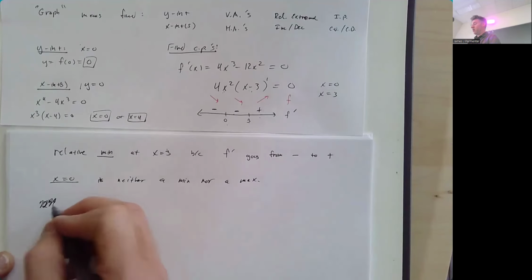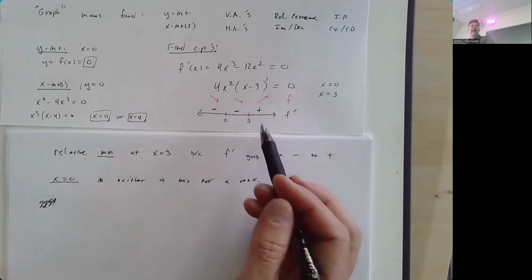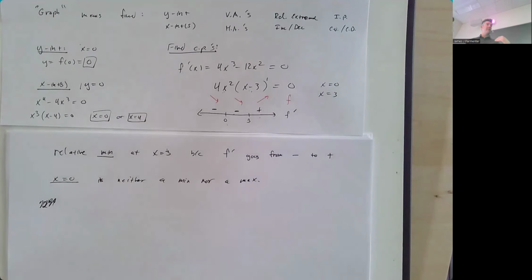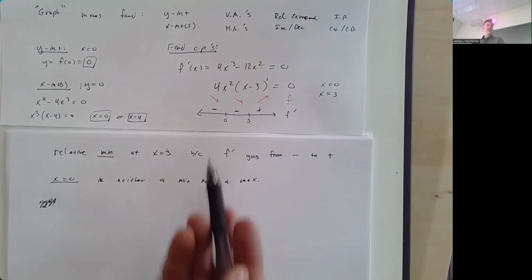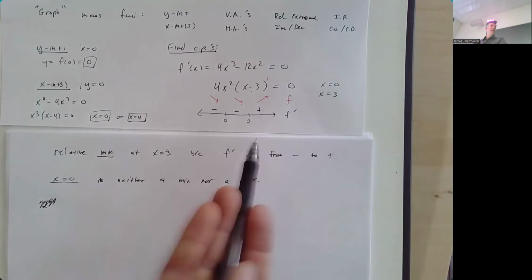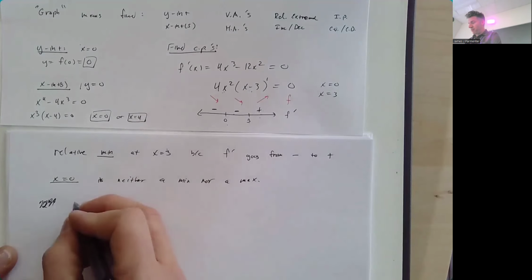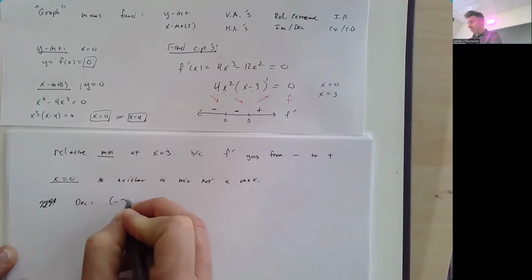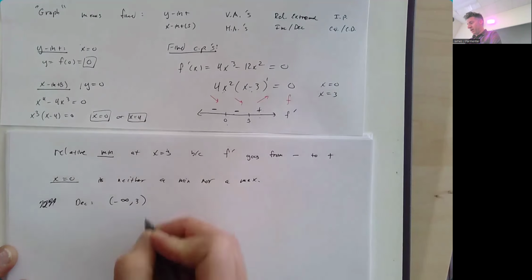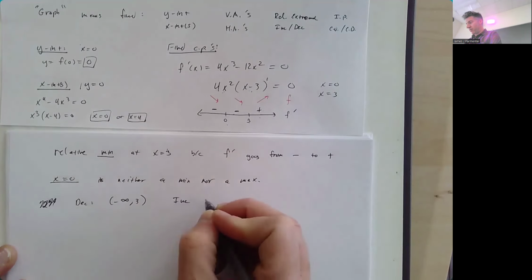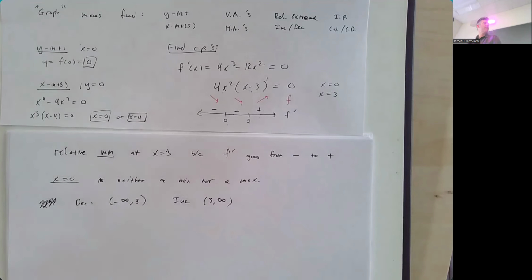Before, one more thing. Sometimes people also like to ask about where a function's increasing or decreasing. I usually find that silly to write because I can tell you right now, looking at the sign chart, it's decreasing from -infinity all the way up to 3, and it's increasing from 3 to infinity. But sometimes people like to ask that question. So there you go. Let's go ahead and look at the second derivative stuff.